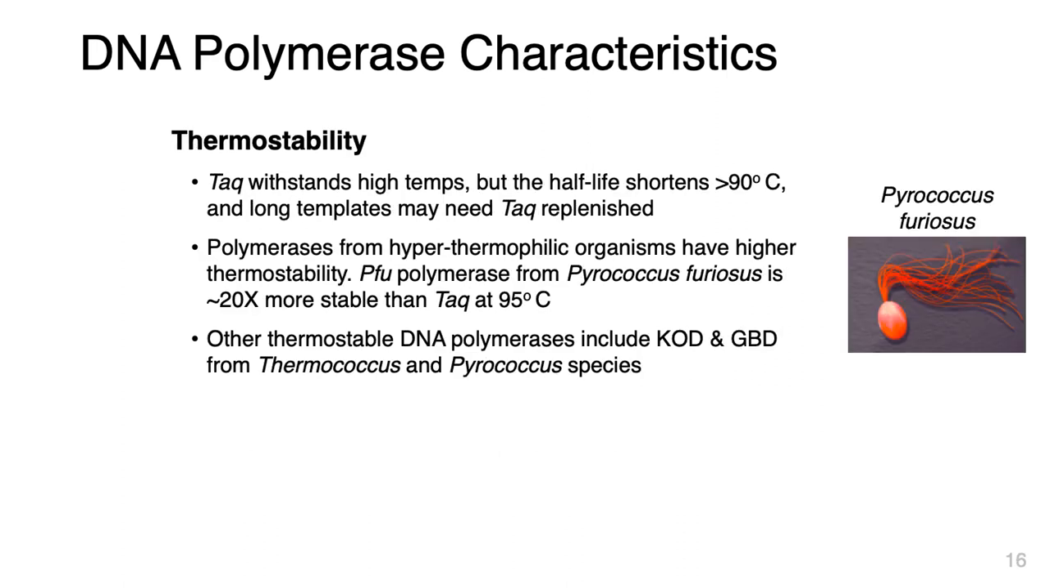Another characteristic of DNA polymerase is its thermostability. Taq can withstand high temperatures, but the half-life of Taq shortens at greater than 90 degrees C, and long templates may need to have Taq replenished during the procedure. However, polymerases from hyperthermophilic organisms now have higher thermostability. An example is Pfu polymerase that's isolated from the Pyrococcus furiosus bacteria. It's 20 times more stable than Taq at 95 degrees C. Other thermostable polymerases include KOD and GBD from Thermococcus and Pyrococcus species.